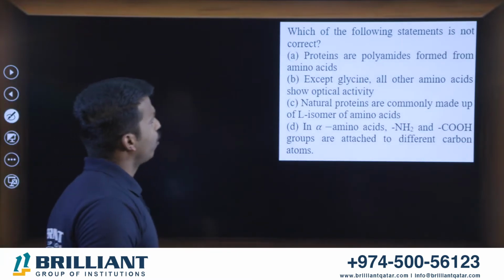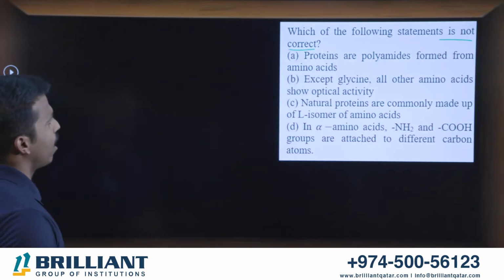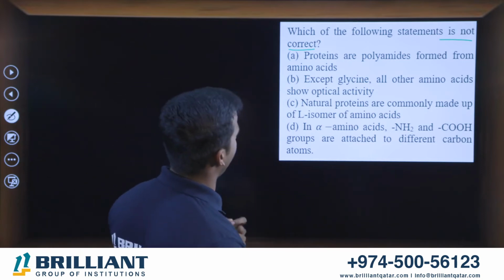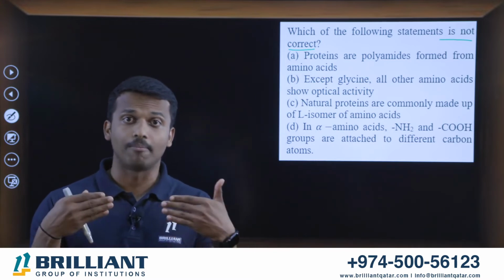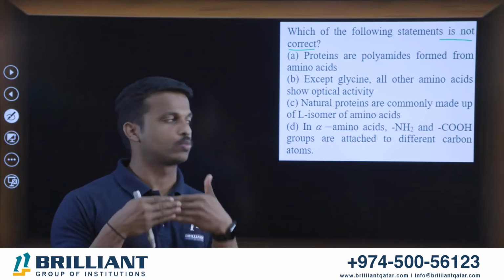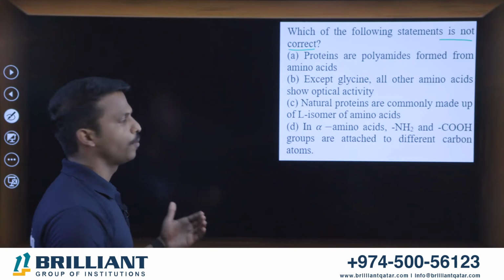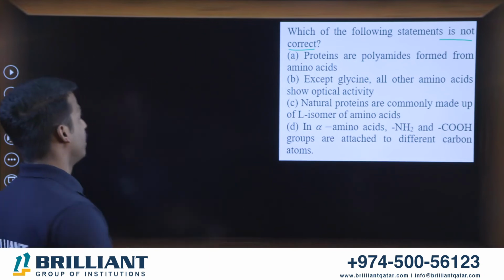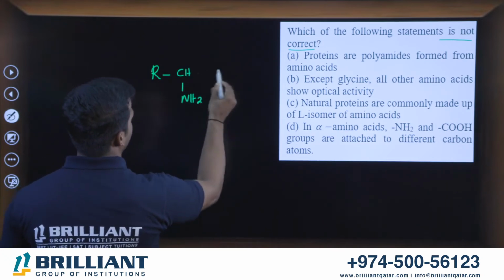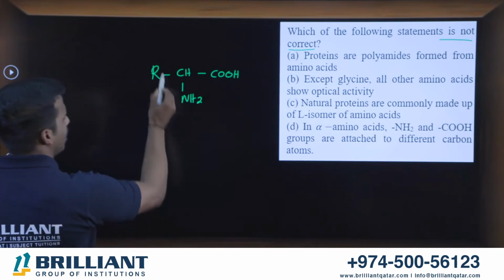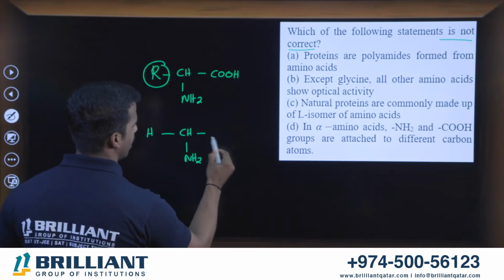Next, which of the following statements is not correct? Option A, proteins are polyamides formed from amino acids. Yes, amino acids are joined together one by one, making an amide linkage, right? Polyamide, many amide linkages will be there. Correct statement. Option B, except glycine, all other amino acids show optical activity. Yes or no? What is glycine, dear all of you? The general formula of an amino acid is this one. If the R group is hydrogen, we call it glycine, the first amino acid.